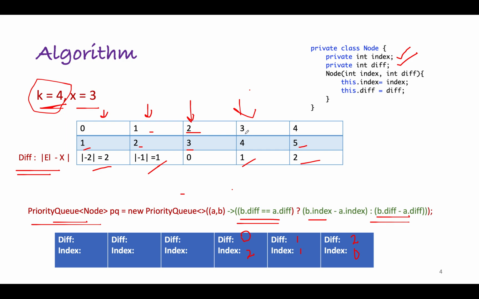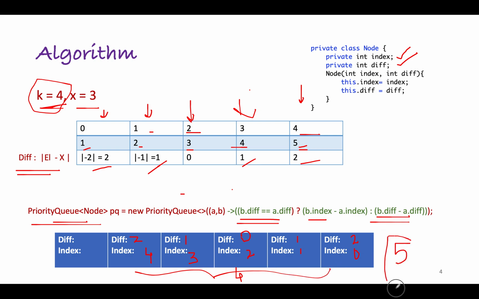Next we have 4 and the index is 3, difference is 1. So difference 1, index 3 gets added into the priority queue. The size is equal to k this time. Let's continue the process. Since the size is equal to k, we still don't do anything, we'll add the new element. The next element is 5 and difference is 2. So difference is 2 and index is 4. And the size of the priority queue becomes 5.